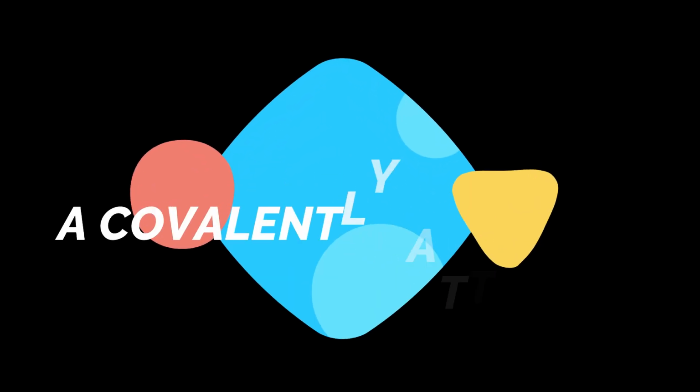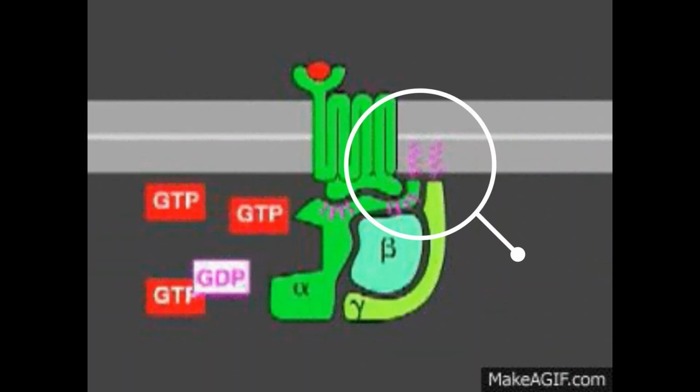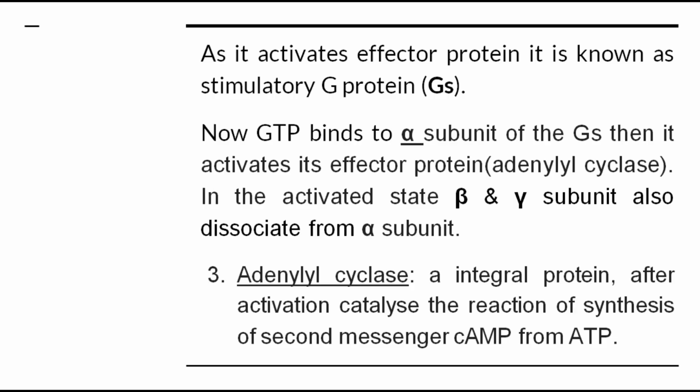Both the alpha and the gamma subunits have covalently attached tails. They are lipid tails. Now, the alpha subunit is the initiator of the whole thing. The GTP binds to the alpha subunit of the Gs, and then it activates its effector protein. In the activated state, beta and gamma subunits also dissociate from the alpha subunit.